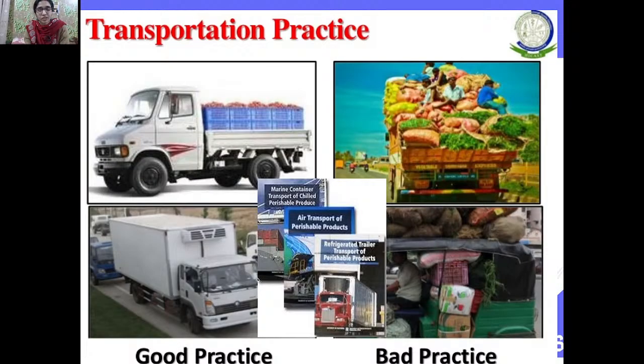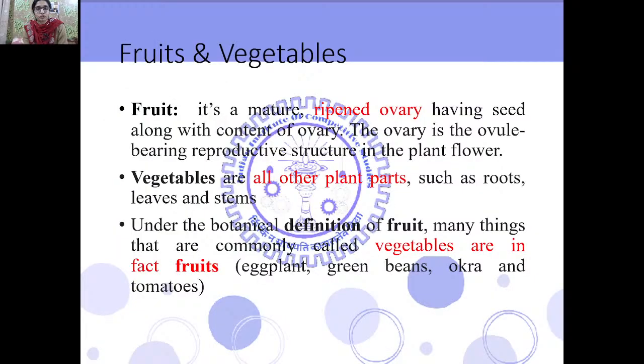Then this is a slide which is showing the good practice and the bad practice of transportation, that it should be well placed in crates, and then these crates should be stacked in a proper manner. If it is highly perishable or heat sensitive produce, or it has to be transported over long distances, then it should be refrigerated, and air transport should be used for highly perishable products. Refrigerated transport should be there, and this side is the bad practice. This leads to lots of spoilage in your horticultural produce.